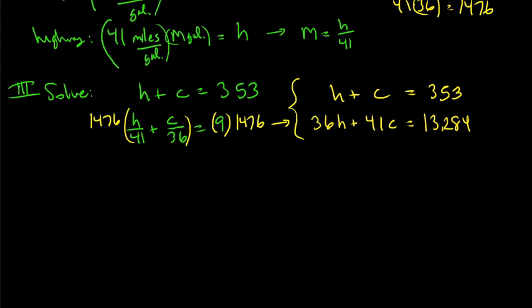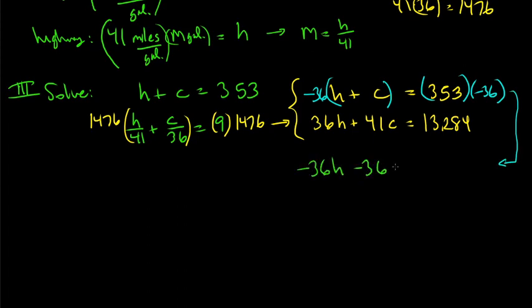At this point, the easiest thing to do is eliminate h or c. I'll do h again, so multiply by negative 36, on both sides. So the first equation becomes negative 36 times h minus 36 times c equals 353 times negative 36. I get negative 12,708. And the bottom equation, we can leave alone.